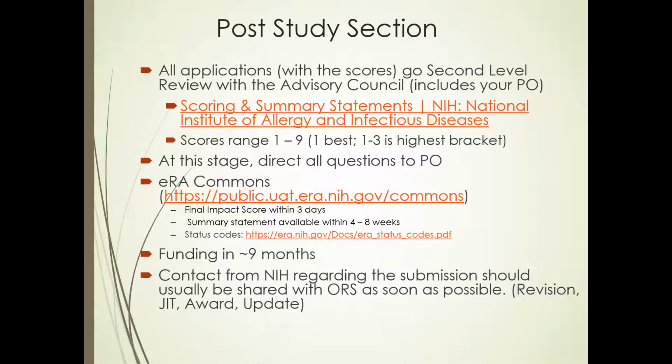So after your study section meets, then all the applications that were reviewed by that section with their scores go to what's called the advisory council. And the advisory council has your program officer sitting on it. And we'll talk a little bit more about these scores later. So the overall scores that you're given are 1 to 9, with 1 being the best, and 1 to 3 is the highest bracket in the area. If you have a 1 to 3, you stand a higher chance of being funded.